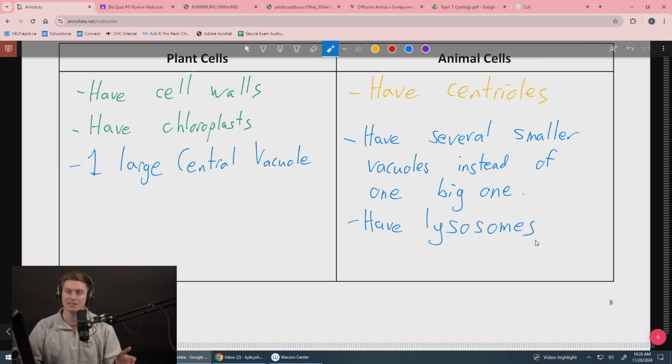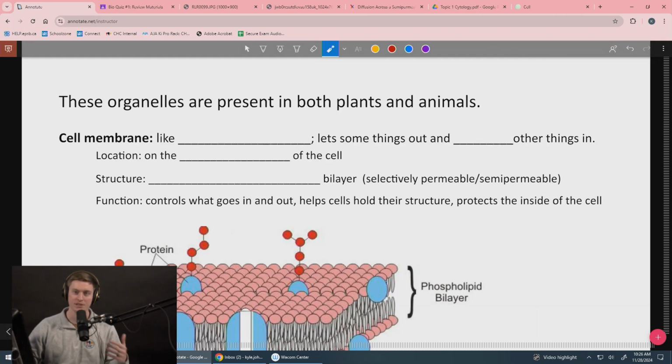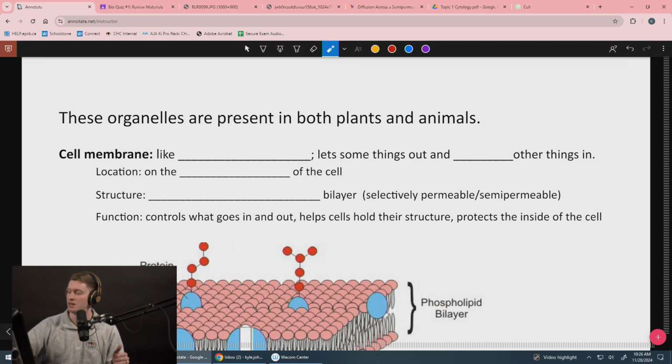However, when we do an activity at the end here where we look at the different parts of plant and animal cells and we build a plant and an animal cell, it's going to mention that, and I don't want you to say, we never learned that. So, on the next page, the following organelles are present in both plants and animals.